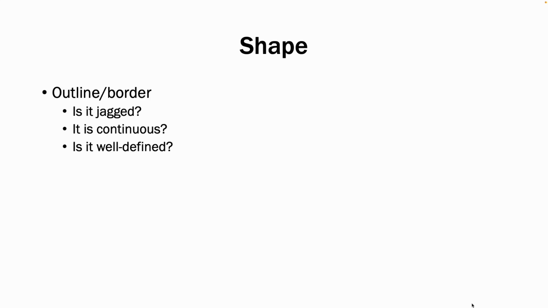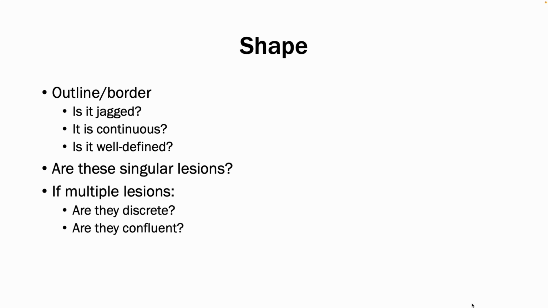Shape, starting with the outline, is it jagged or is it continuous? Is it well defined or is it a bit hazy? And is it a singular lesion or is it multiple lesions? If there are multiple lesions, are they discrete? So are they all individual and you can count them together? Or are they confluent? Do they sort of merge with each other and make it difficult to determine whether it's one lesion or two separate ones or two lesions that have merged borders.